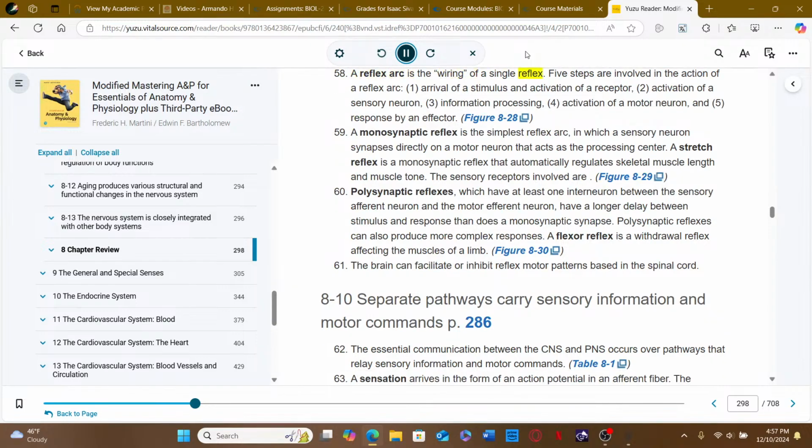A reflex arc is the wiring of a single reflex. Five steps are involved in the action of a reflex arc. 1. Arrival of a stimulus and activation of a receptor. 2. Activation of a sensory neuron. 3. Information processing. 4. Activation of a motor neuron. And 5. Response by an effector.